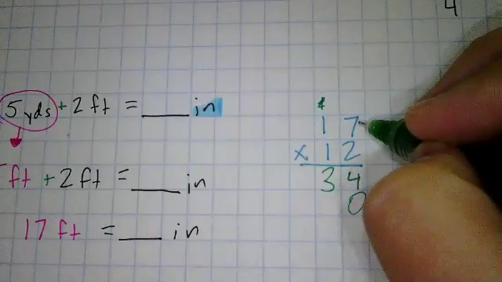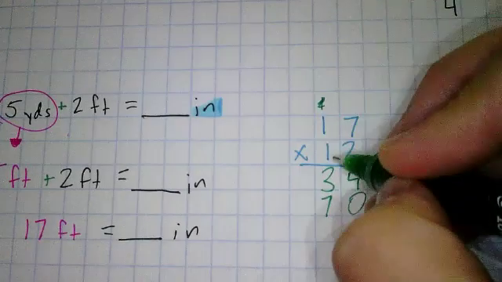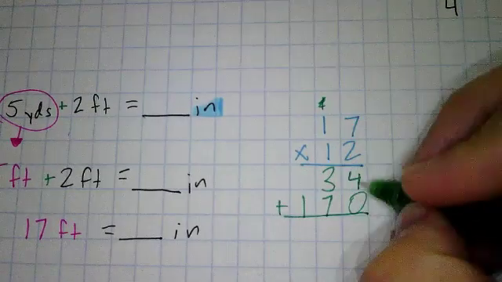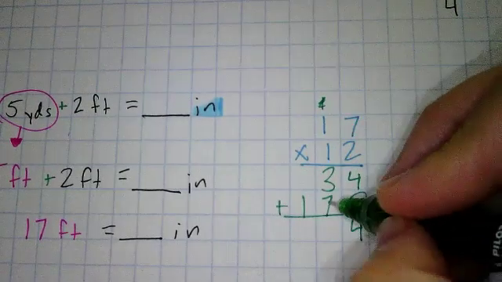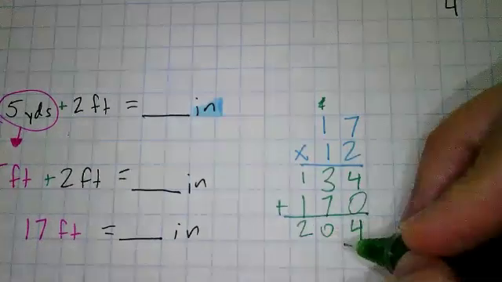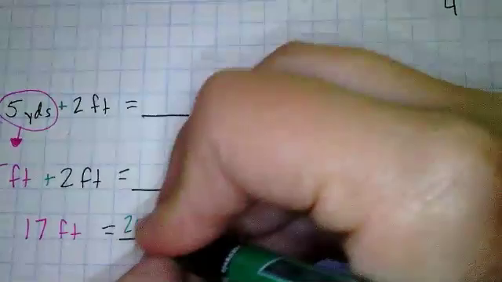1 times 7 is? 7. 1 times 1 is? 1. I add these together. 4 plus 0 is? 4. 7 plus 3 is? 1 plus 1 is? 2. And I should get 204 inches.